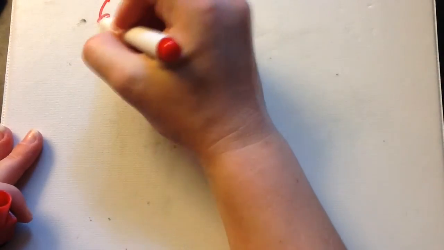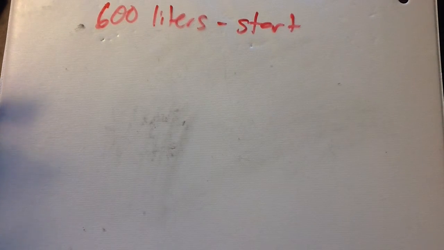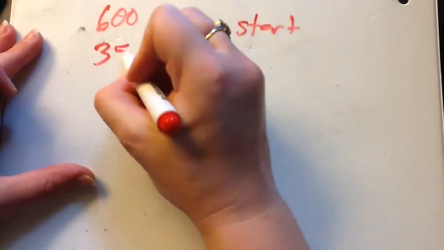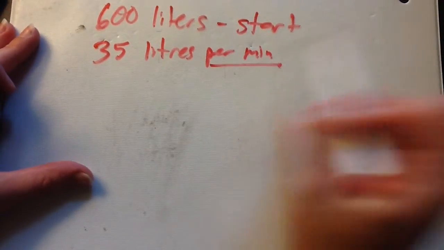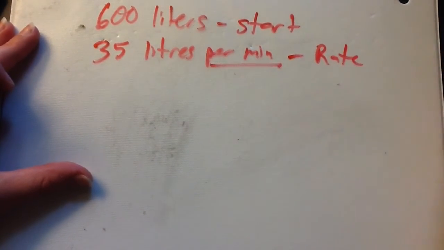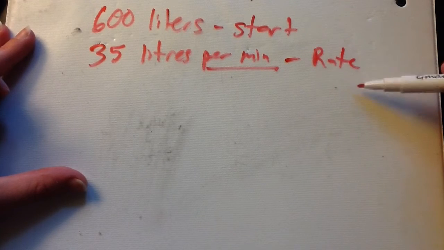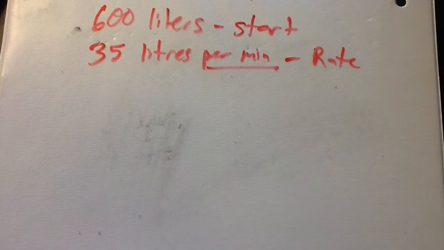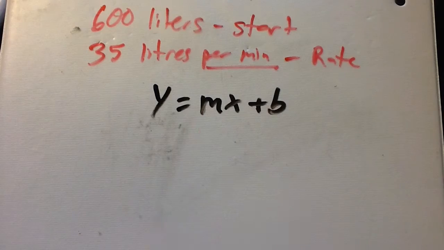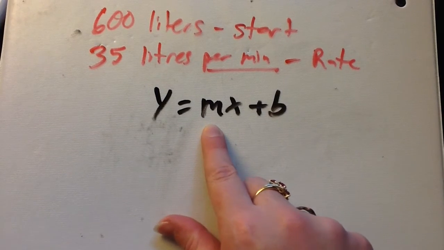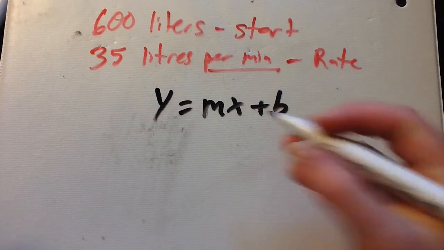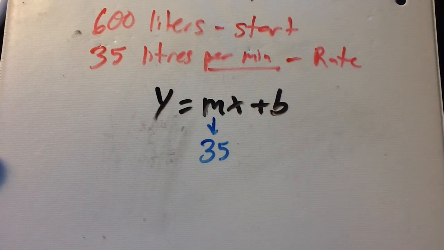So we know that it started at 600 liters. And then that 35 liters per minute, because it's a per minute, that's going to be a rate. So here we have a starting point and a rate. So now we have to decide which equation we want to use. Well, because we don't have a total, we don't have an endpoint, we're going to want to use our slope-intercept form. So for our slope, for m, that's going to be whatever rate's happening. So that's the 35. And b is going to be our starting point.